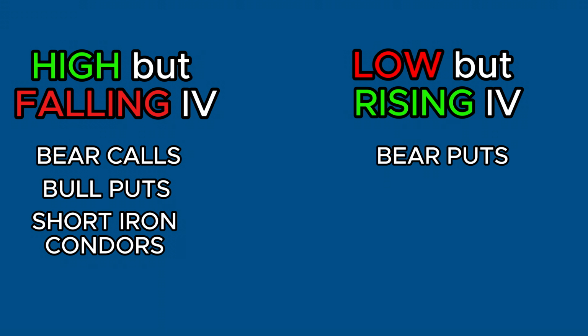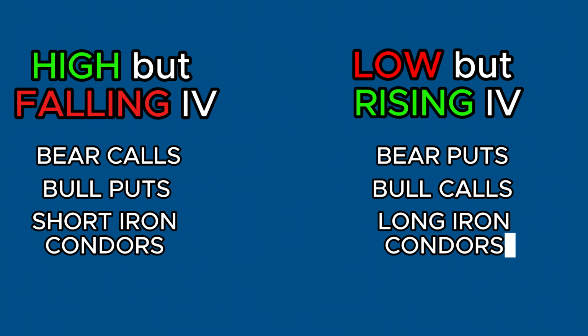For example, credit strategies like bear calls, bull puts, and short iron condors work well when IV is high and falling, while debit strategies like bear puts, bull calls, and long iron condors are better when IV is low and rising. Whichever strategy you choose, of course, will entirely depend on your outlook.